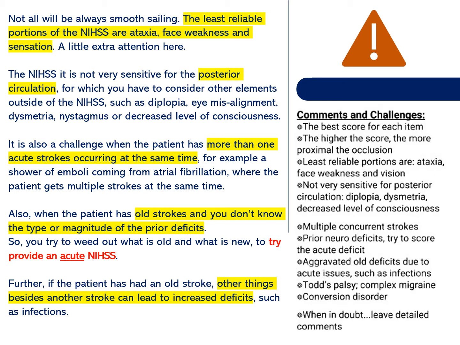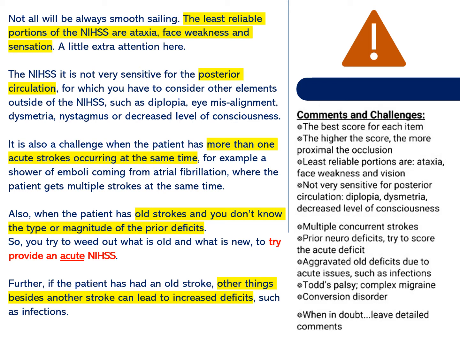It is also a challenge when the patient has more than one acute stroke occurring at the same time, for example a shower of emboli coming from atrial fibrillation, where the patient gets multiple strokes at the same time. Also, when the patient has old strokes and you don't know the type or magnitude of the prior deficits. So, you try to weed out what is old and what is new, to provide an acute NIH stroke score.